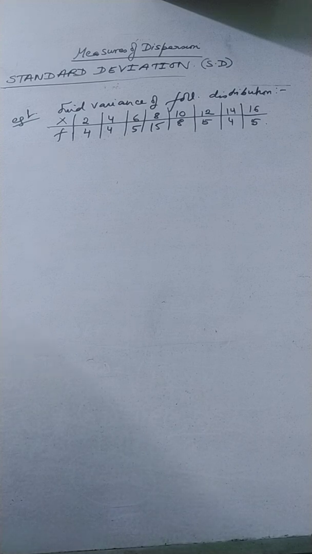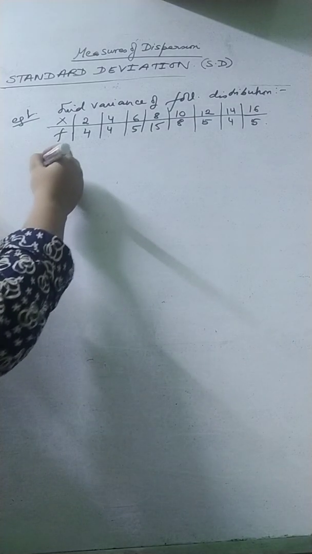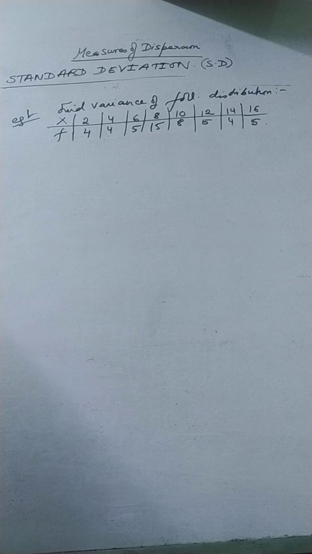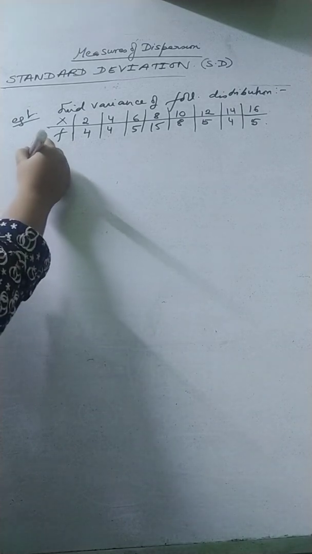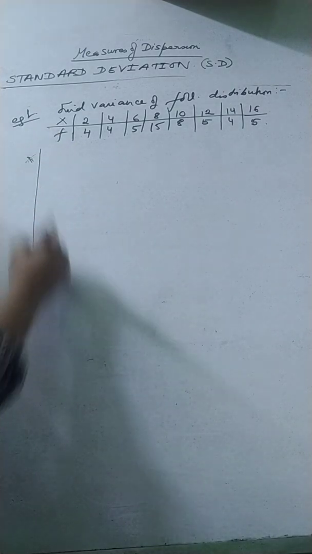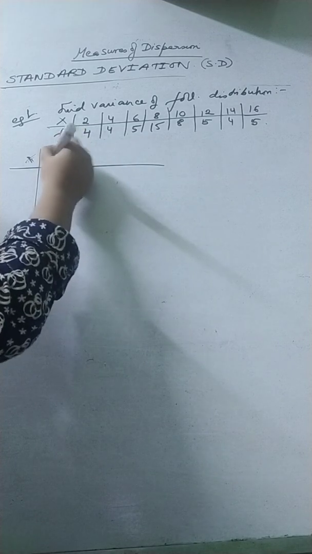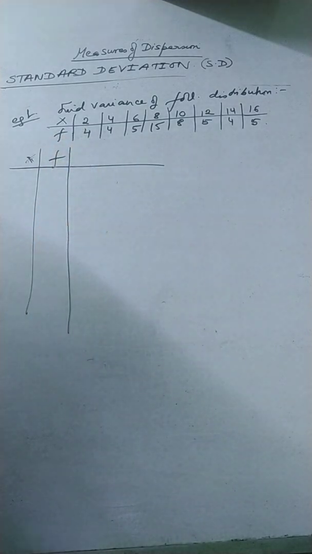Let's apply the definition. First we will see whether we can apply the definition, because remember I said when you apply the definition you have to make sure that x bar is an integer. Otherwise we will apply the working formula. So let us check what is x bar. First we will draw the x and f columns, and then according to the formula that we are using we will do the rest of the table.